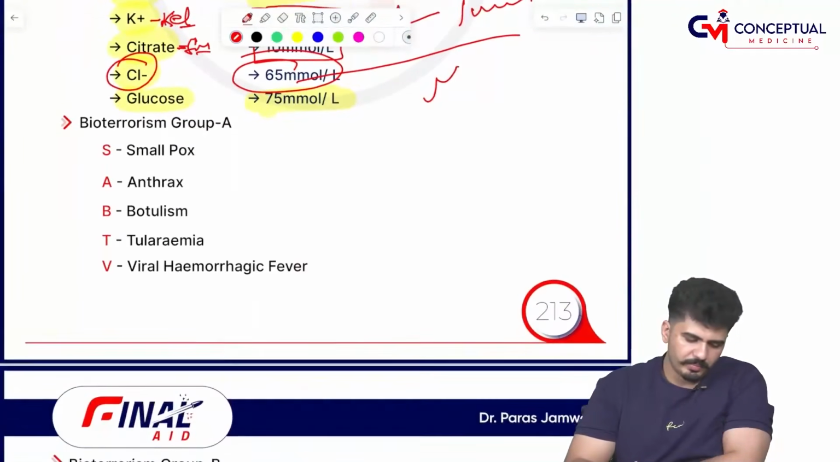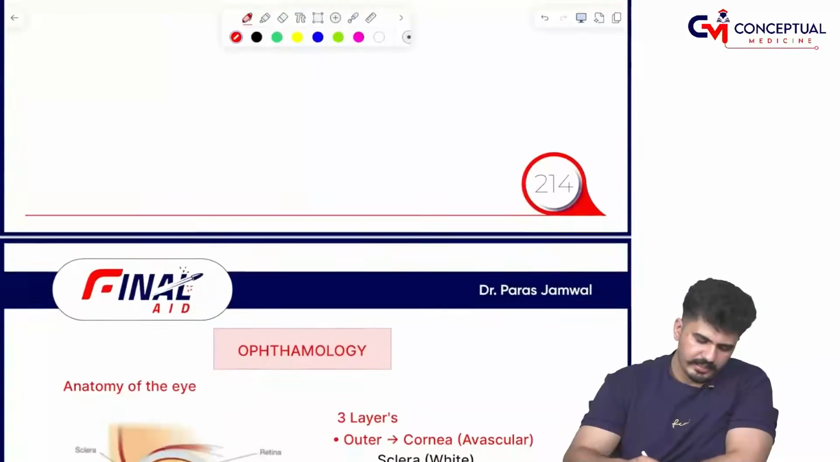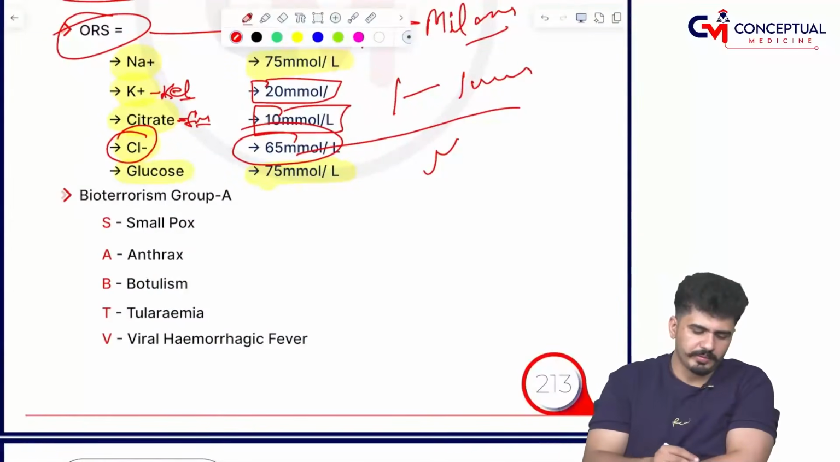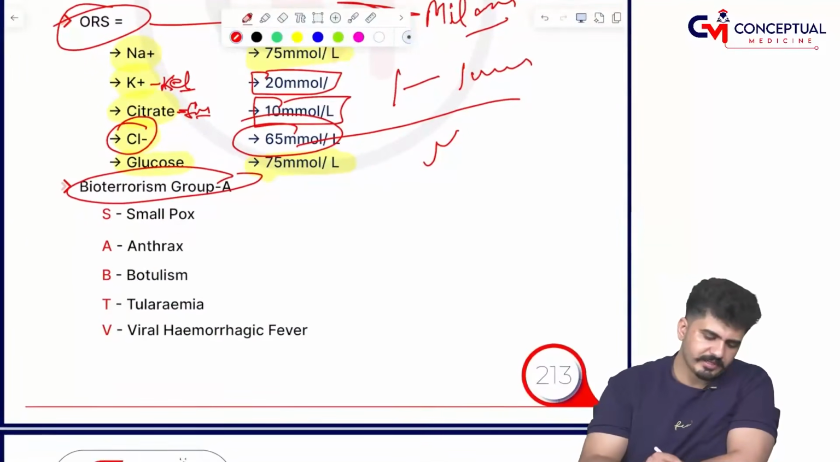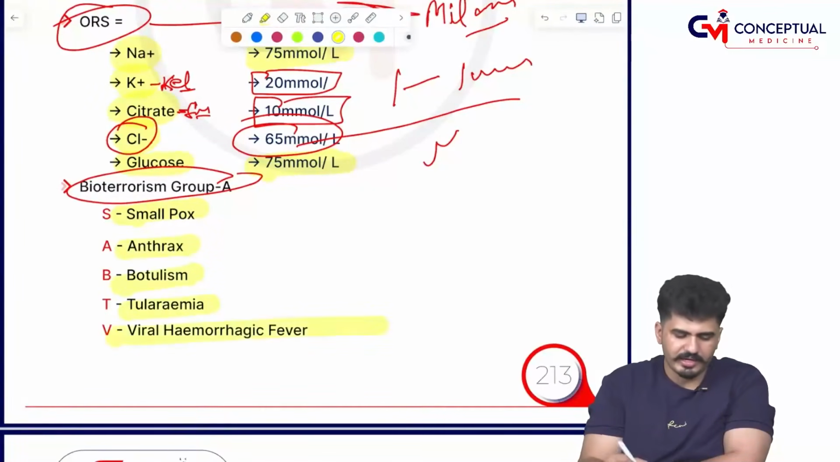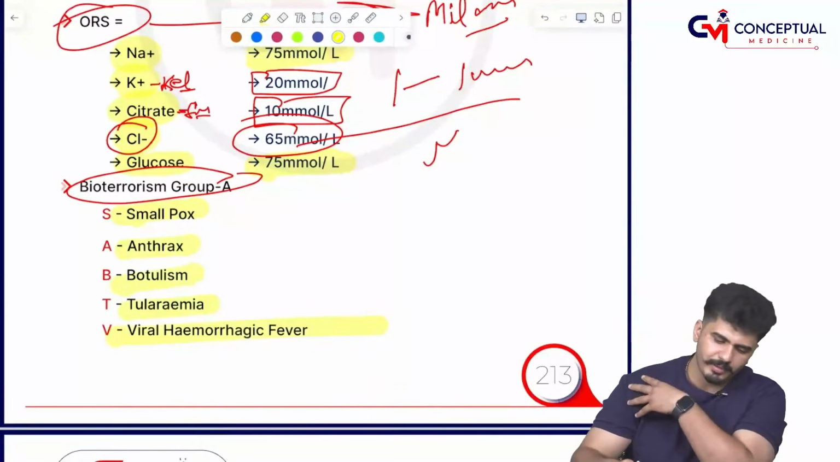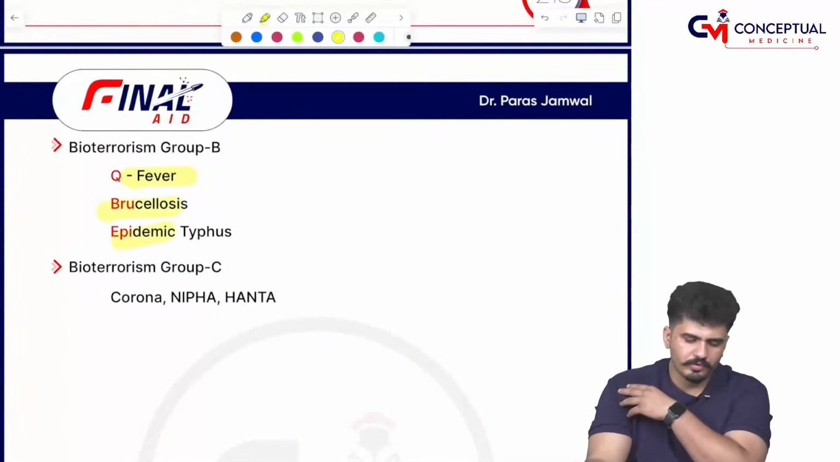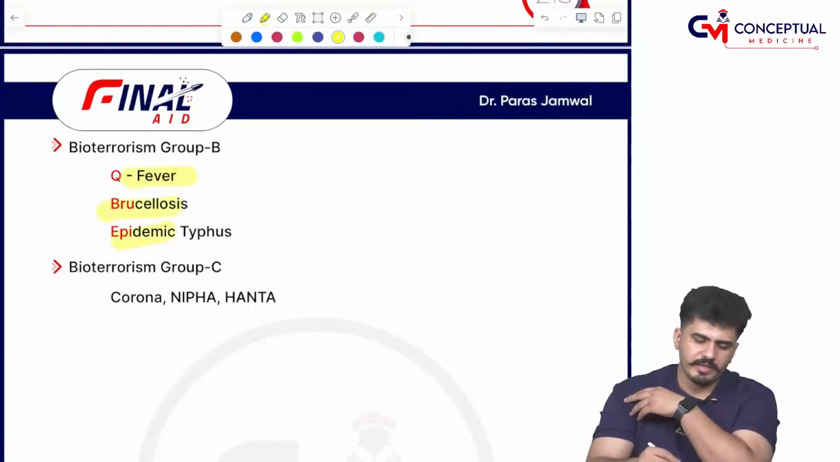Now bioterrorism groups A, B and C, and then we are going to finish this PSM. All important topics we have covered. Group A has sub-TB pneumonic. Sub-TB stands for smallpox, anthrax, botulism, tularemia, viral hemorrhagic fever. These come under Group A bioterrorism. Group B is Q fever, brucellosis and epidemic typhus. And Group C is the remaining agents.